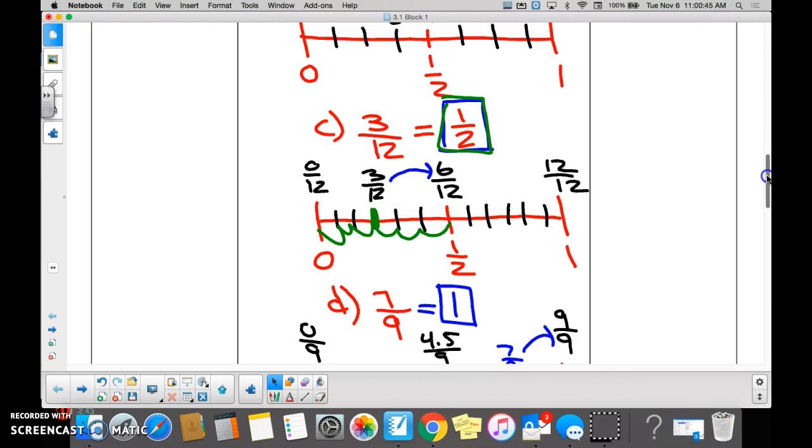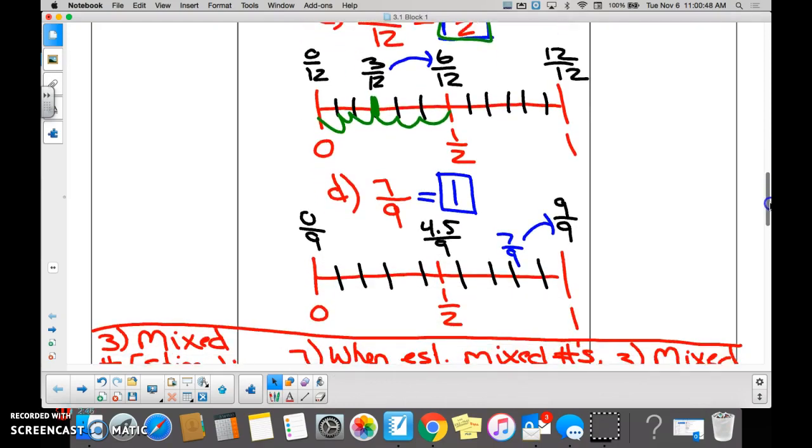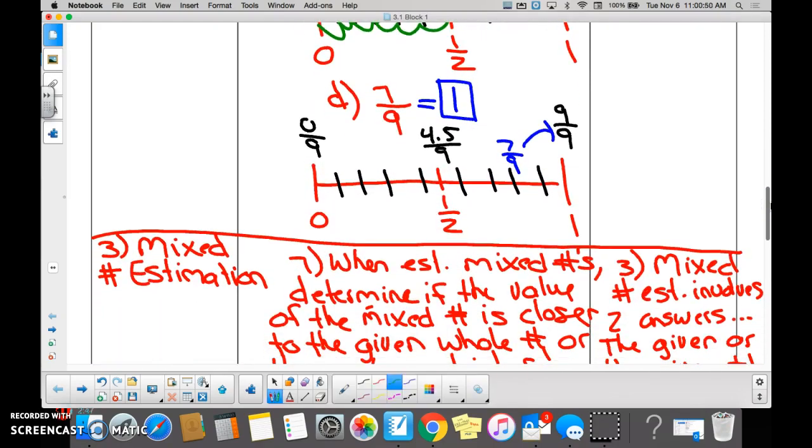And then the other trick that we ran across was letter D, in which we had a denominator of 9. So we had 0/9 right here, we had 9/9 right here, and then we said, well, this is actually really 4.5/9. Is it really legal to do a decimal within a fraction? No. Not really, but we're kind of bending the rules for this one. You guys found 7/9 was right here, which is closer to 1.